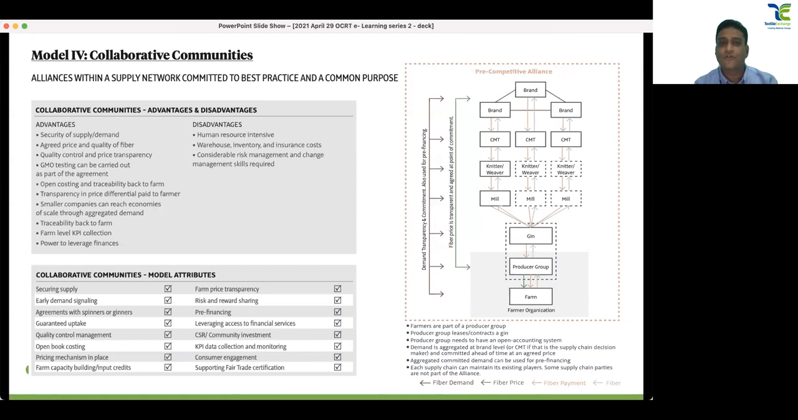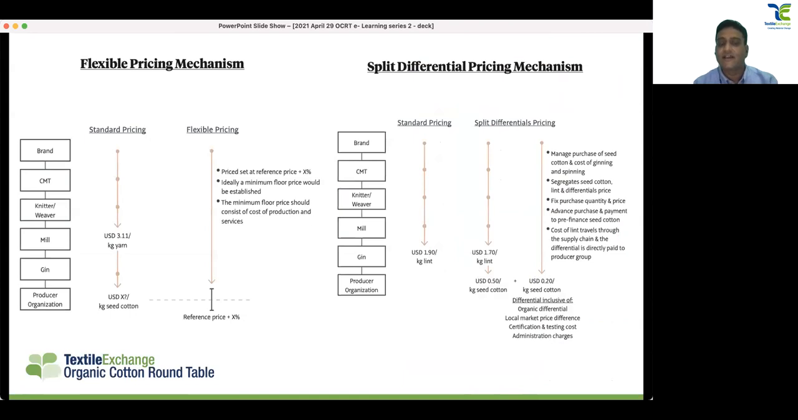So these are the four models that we have identified, which are not only working on paper, but are also actual on-ground practice, which results in a positive manner. Of course, that's the first part. The second part is the most important, which is the pricing. We have identified four different pricing models that are working across the globe, but out of the four, two are very important. One is a flexible model, and the second is a split premium model.